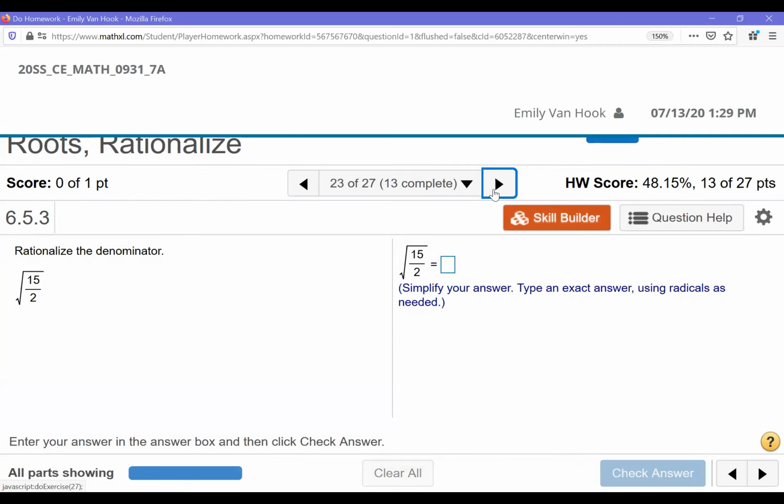Okay, I'm going to move ahead. Let's see, 22 and 23 are similar. 24 is similar.